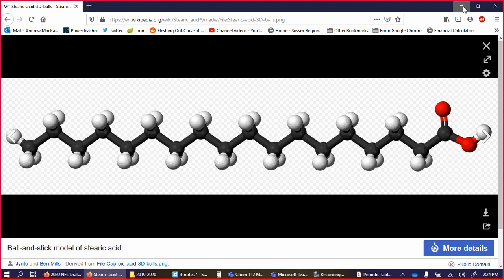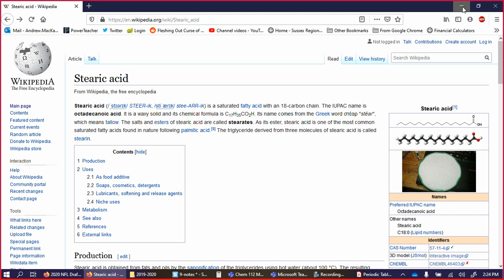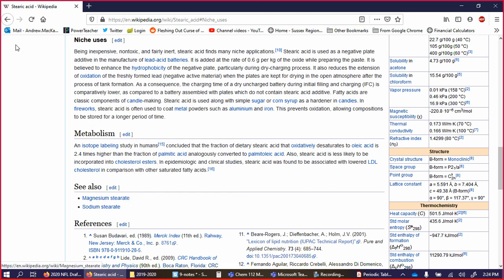It's a fatty acid. You can use it to make soaps, I think. Yeah. Beef tallow, waxy solid. As a food additive, soaps, lubricants. Niche uses.